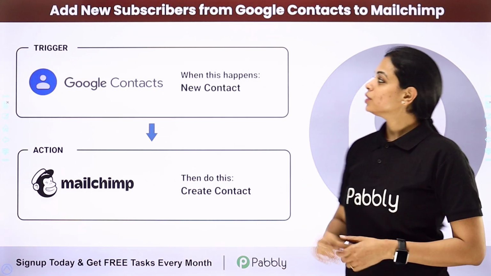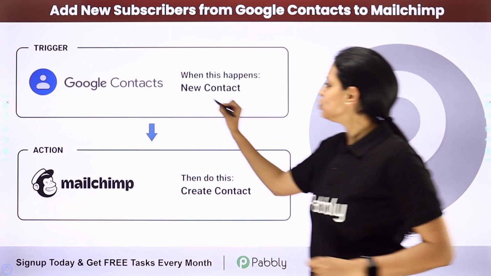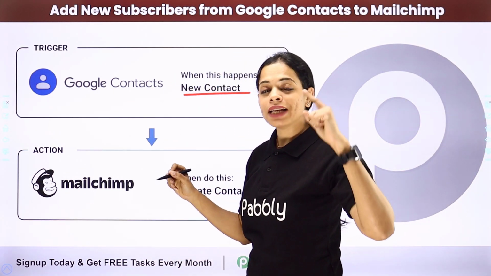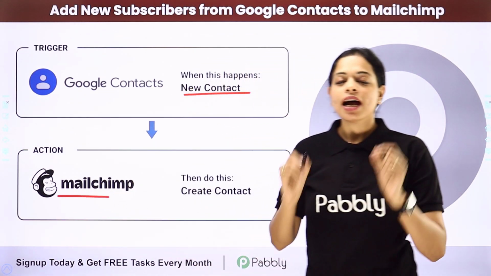In this video, we are going to see how to add new subscribers from Google Contacts to Mailchimp. So every time a new contact is added in Google Contacts, you want the same contact to be added as a subscriber in Mailchimp, which is an email marketing tool. How can that be done?